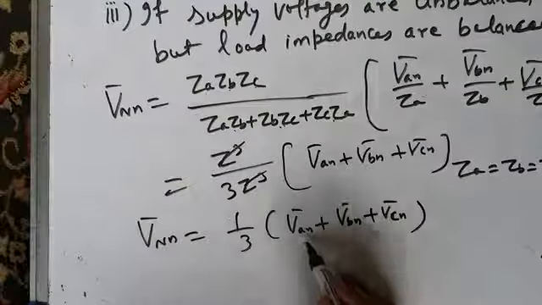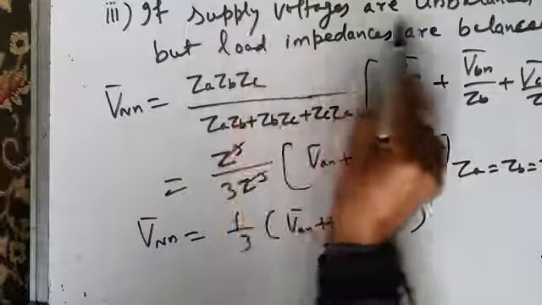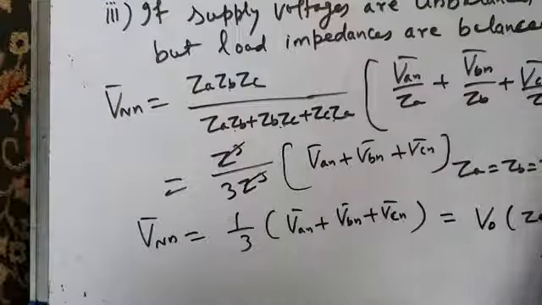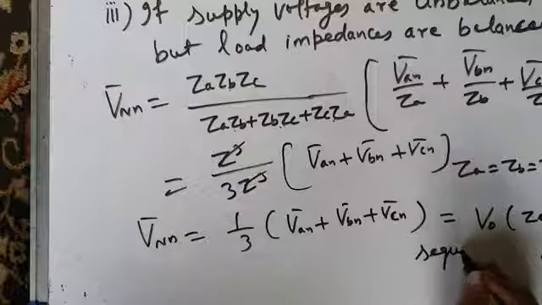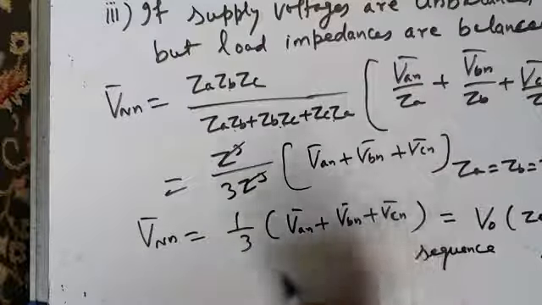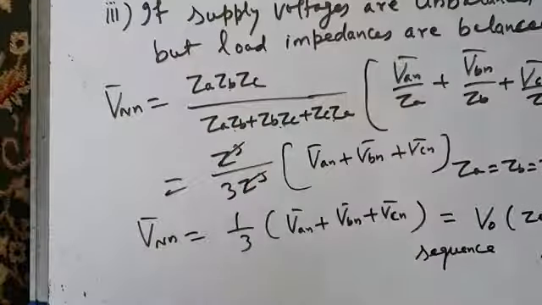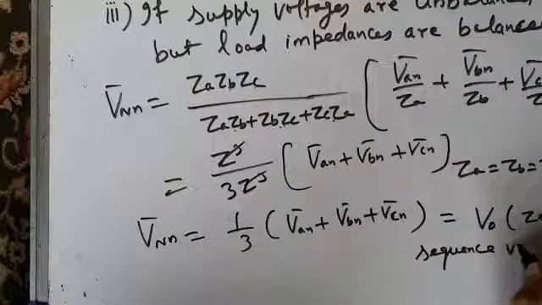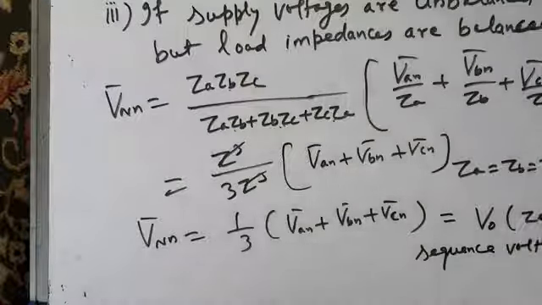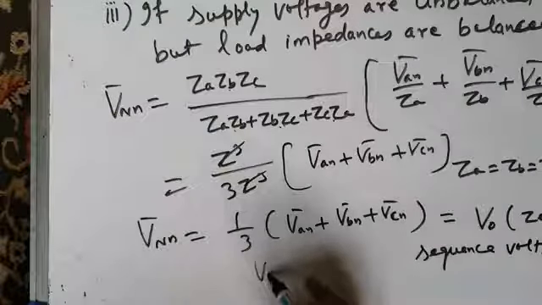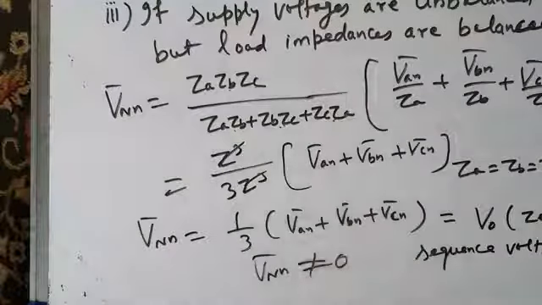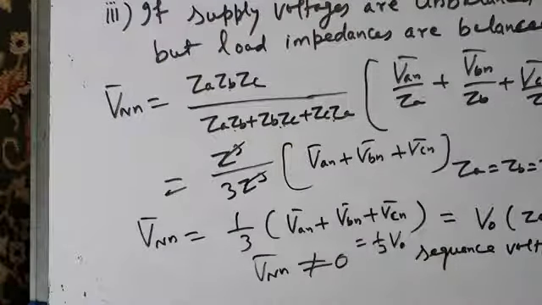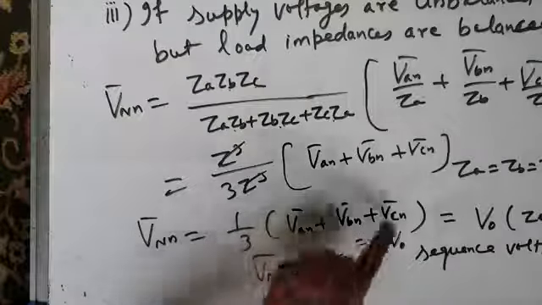You cannot make VAN plus VBN plus VCN equal to 0 because supply voltages are unbalanced. So this is equal to V0, where V0 is zero sequence voltage. In terms of sequence components, the sum of the three phase voltages will not be 0 because the supply voltages are unbalanced. So sum of three voltages, phasor sum of three voltages is equal to zero sequence voltage. It will have some positive value, some magnitude. So therefore, you can find neutral to neutral voltage. So in this case also, neutral to neutral voltage will not be equal to 0. It will be equal to 1 by 3 times zero sequence voltage V0, which is equal to VAN plus VBN plus VCN.